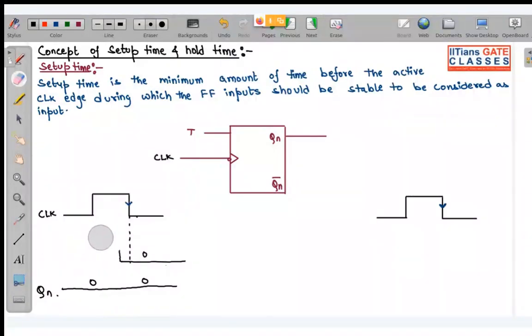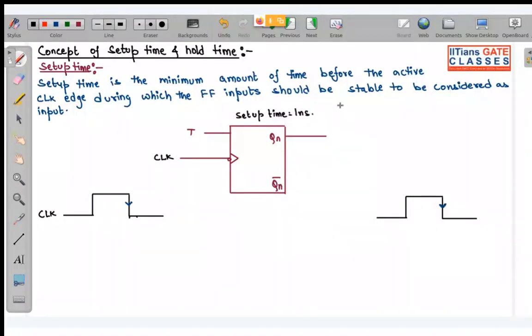Now I am telling you that there is one concept known as setup time. Let me tell you that setup time for this flip-flop is equal to 1 nanosecond. Now, what do I mean by this? Basically, if my input has to be considered as a valid input, I should make you understand it with the help of an example.